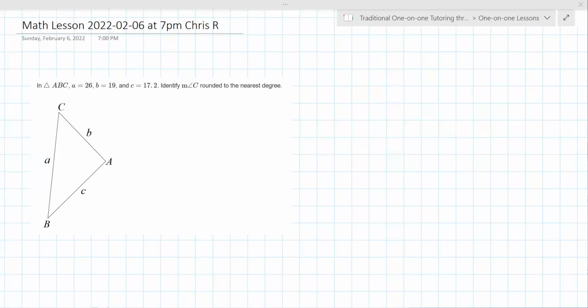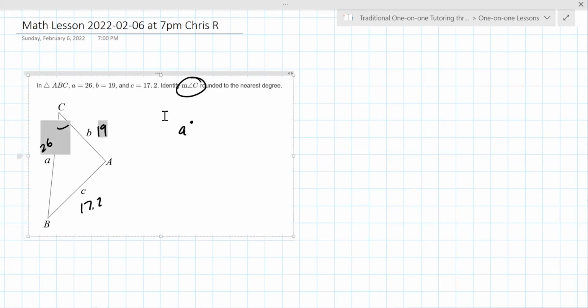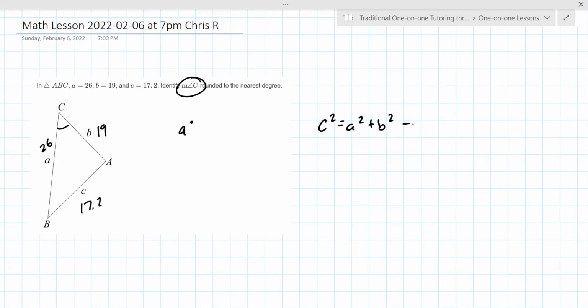It gives you a triangle. It tells you that little a is 26, little b is 19, and little c is 17.2. And they want the measure of angle C right there. So we have the following formula. I'll do it off to the side here. The formula is c squared equals a squared plus b squared minus 2ab cosine big C.